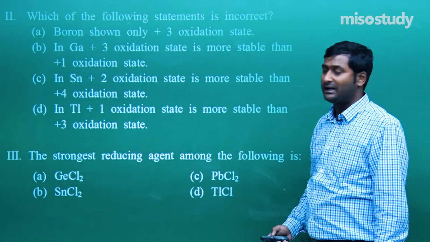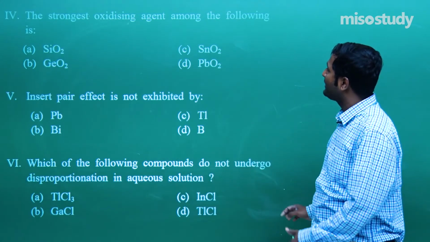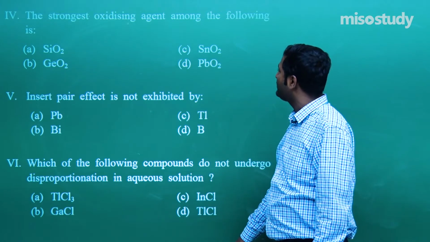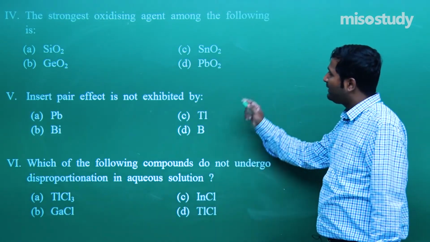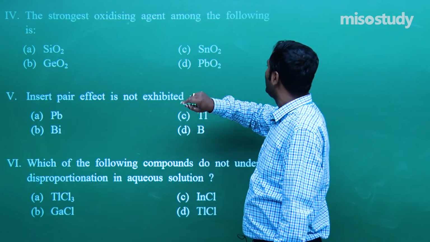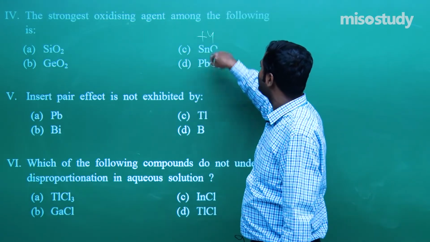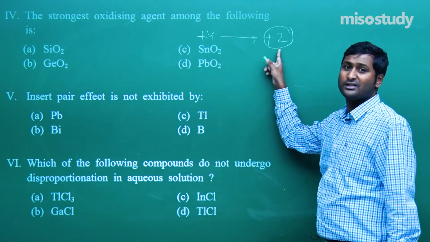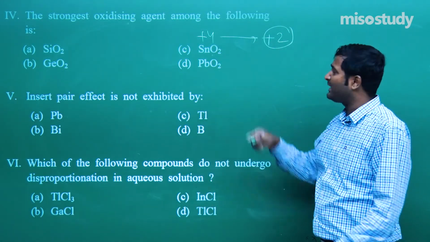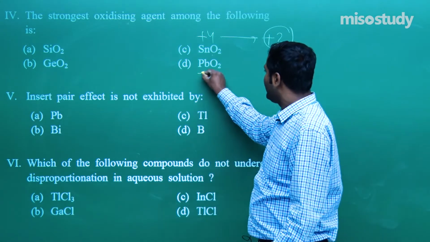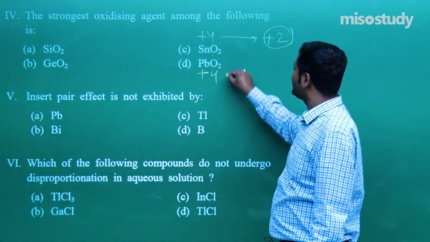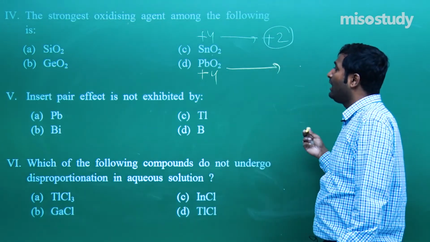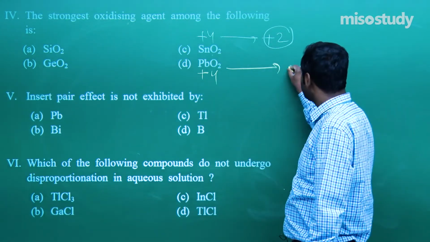Check out what I am telling. Question number 4. The strongest oxidizing agent. What is an oxidizing agent? It will decrease in oxidation state. Now if I talk about SnO2, here is the +4 oxidation state. It will not be reduced because the +2 oxidation state is less stable than +4 in case of Sn. If I talk about Pb, it is in the +4 oxidation state and it will move towards the most stable oxidation state, which is +2.